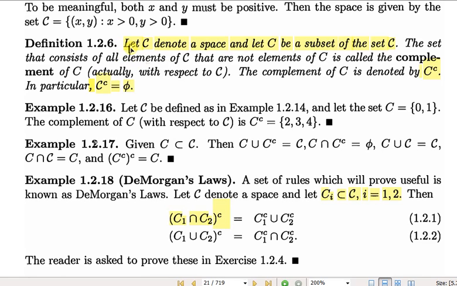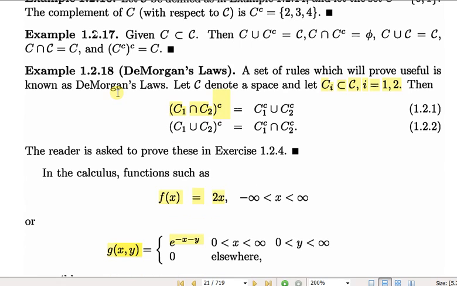Now, complement. Let C denote the space, and let C be a subset of the space. The set that consists of all elements of the space that are not elements of C is called the complement of C, written with respect to the space. The complement of C is denoted like this, and in particular, the complement of the space equals the null set.